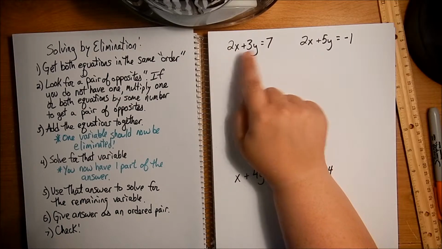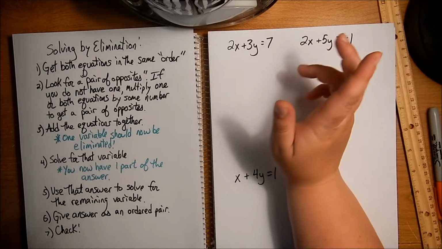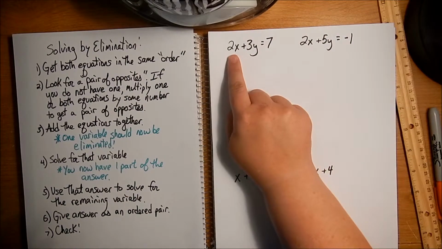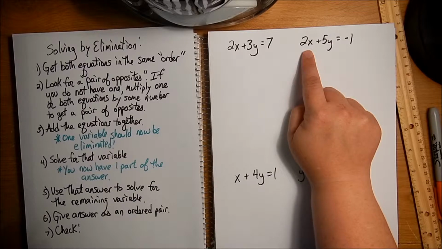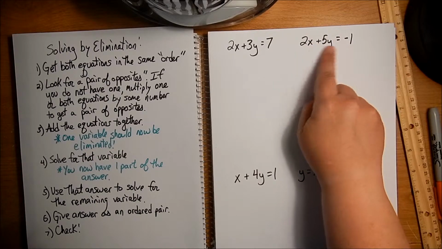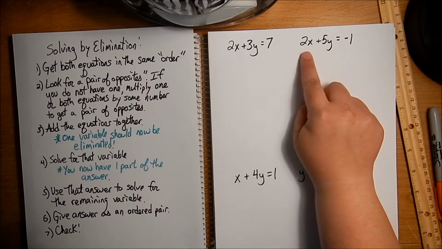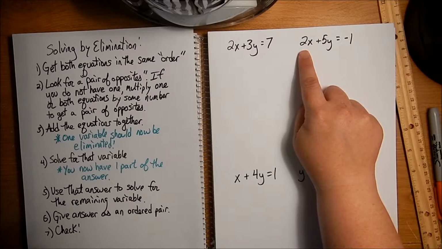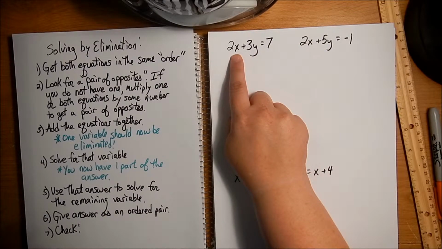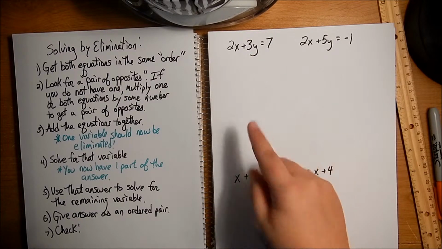Now you want a pair, either the x's or the y's, it doesn't matter. So I have a positive 2x here. I'd really like that to be a negative 2x. Is there some easy way that I can multiply this equation by something to make that be a negative 2x? Yeah, I can multiply this whole thing by a negative 1, and then I'd have a negative 2x there and a positive 2x there. Let's just check the y's, see if it would be easier.